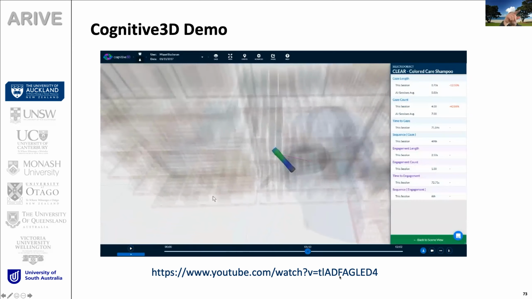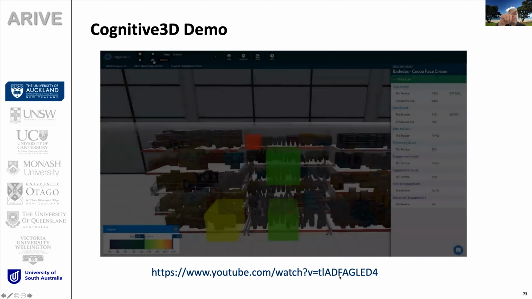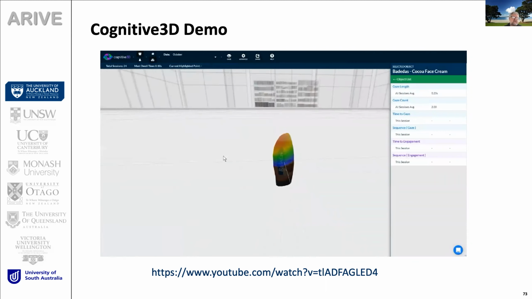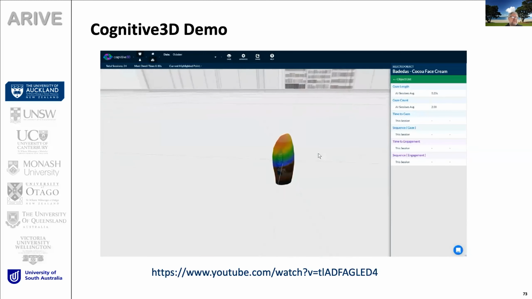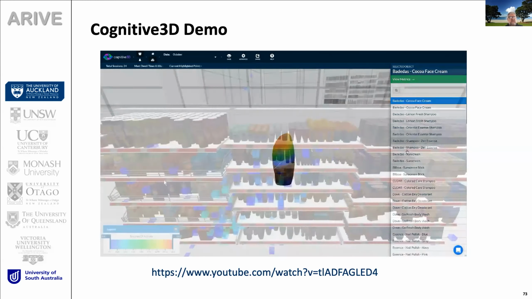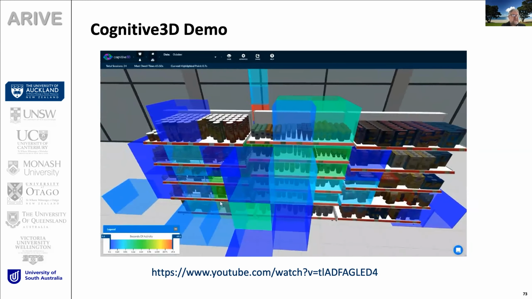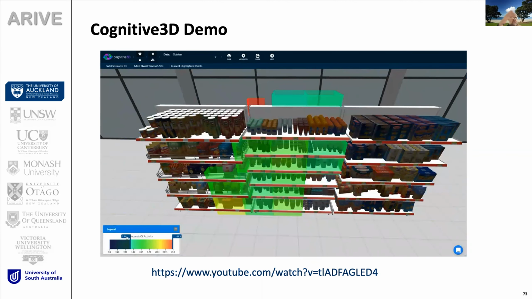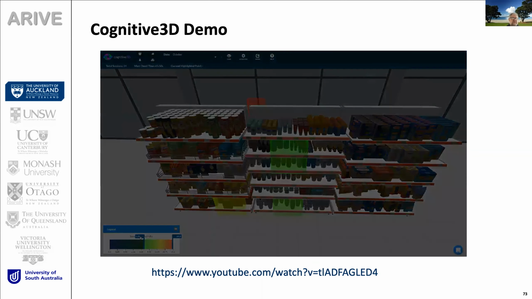So in this case, they can select what objects they're interested in. So, interested in this, I guess, face cream bottle. They can now look at how many people looked at that face cream bottle out of all the user subjects, where the bottle was placed, and how that affected viewpoint and things like that.